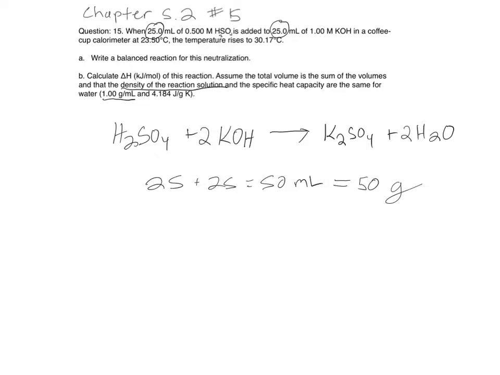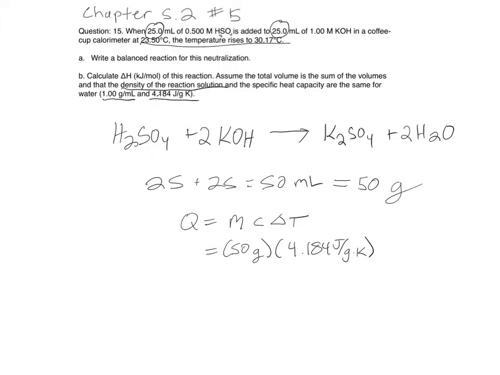We need the specific heat equation. So that is heat, denoted by Q, is equal to mass times specific heat times change in temperature. All of these we have, so it's super easy. We know that we have 50 grams. And they told us up here that the specific heat is 4.184. And they also told us the difference in temperature up here.